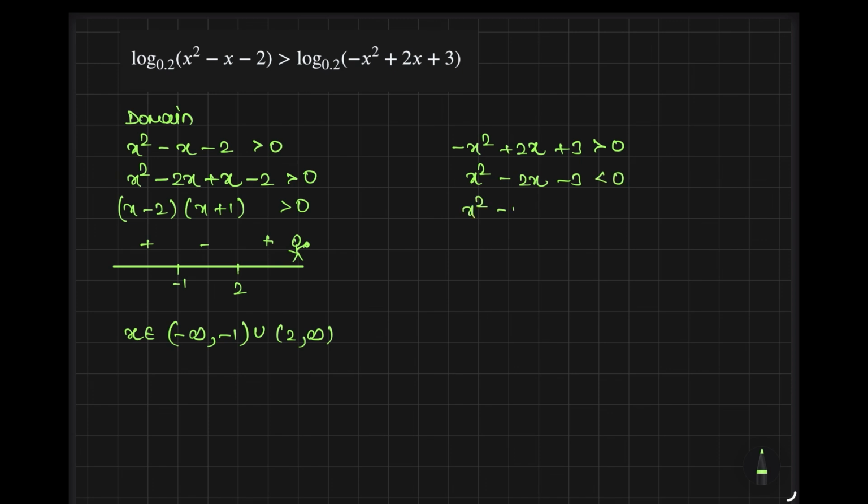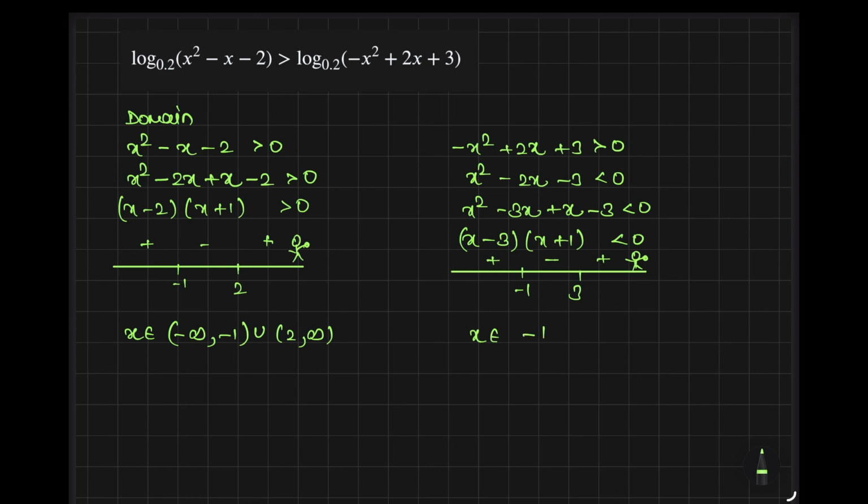So x square minus 3x plus x minus 3 less than 0. So it is (x minus 3)(x plus 1). Now plot them on the number line. So it goes minus 1 to 3, with plus, minus, plus, and in this case you have to consider only the negative region, so that is minus 1 to 3.